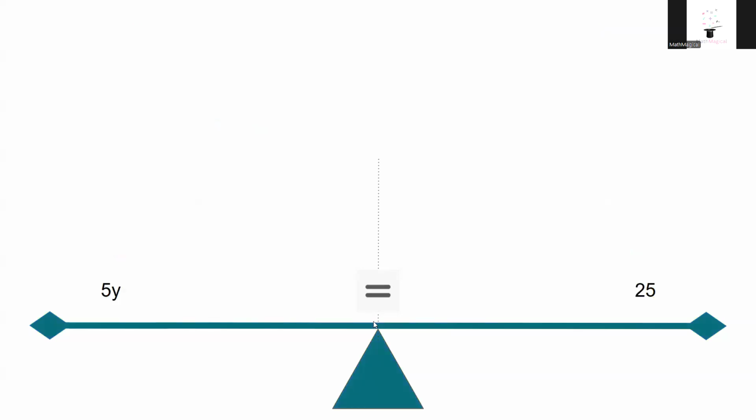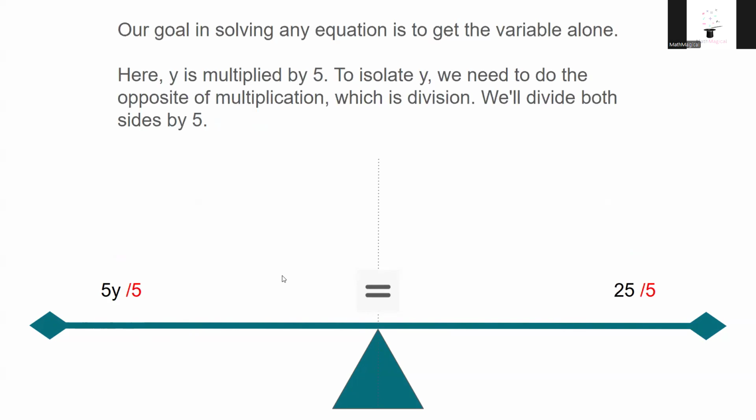Now let's solve an equation using division. Here we have 5y equals 25. Again, each side of this equation is equal to one another. So anything we do on one side, we must also do on the other side. Here, y is multiplied by 5.